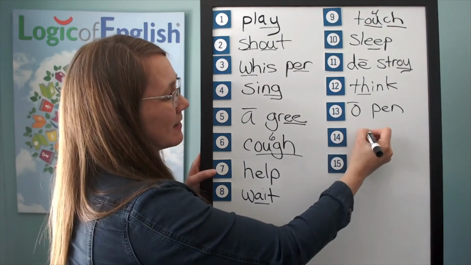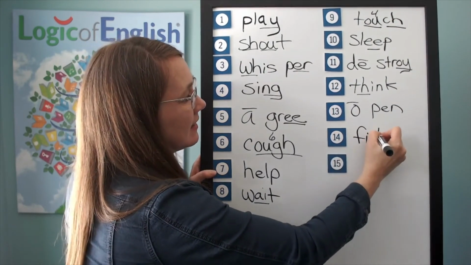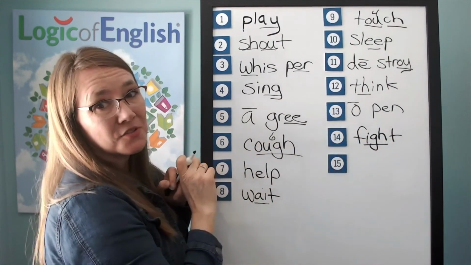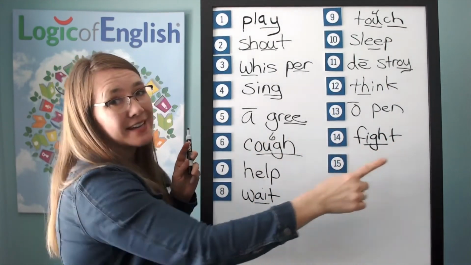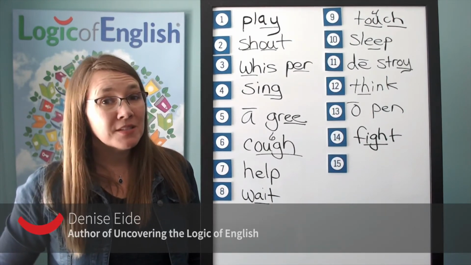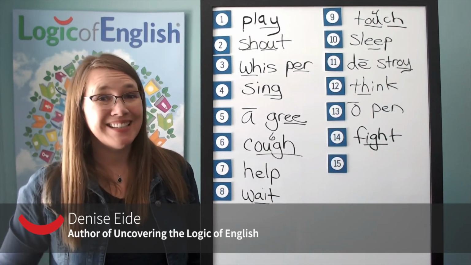And help me to write it. F, igh, t. And how do you mark it? You'll underline the igh. Let's read it. Fight, fight. The last word is pound. He will use the hammer to pound in the nail.